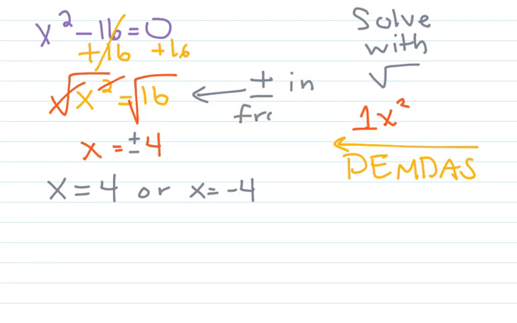Okay, so I'm going to put a reminder that plus or minus goes in front of every square root that you take, because you don't know if it's two negatives multiplying to make that positive or two positives. Okay, let's look at a few other ways this could be set up.